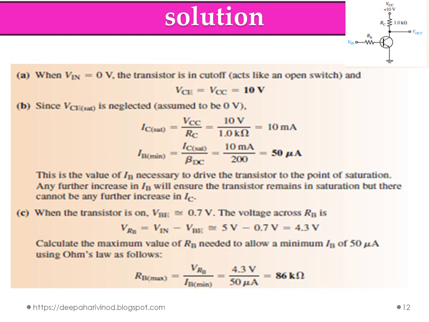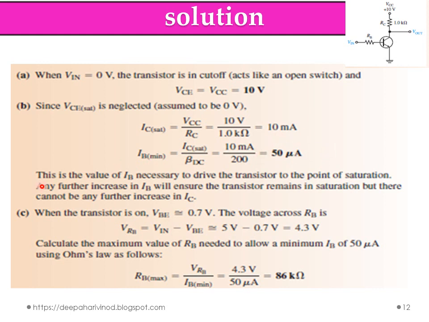Next, the second question. Since VCE sat is neglected, assume it to be 0 volt. Now IC sat equals VCC divided by RC and IB minimum equals IC sat divided by beta DC. By using this equation, we can find the IC sat. So it is 10 milliamps by substituting the values given over here. In the same way, once we get the IC sat, substituting that value and the beta DC value, we will get IB minimum as 50 microampere.